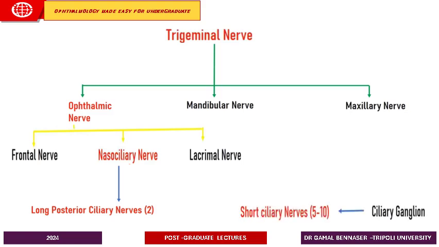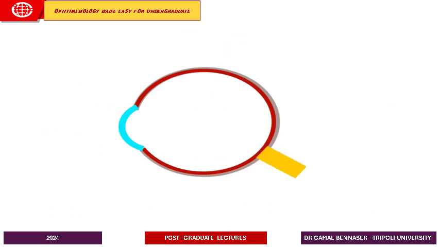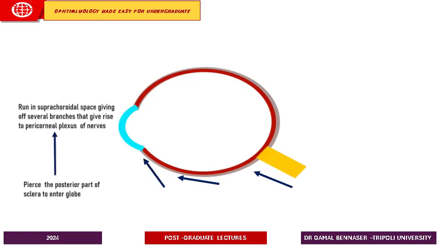And also there is some innervation that comes from the ciliary ganglion, which is mainly the autonomic innervation through the short posterior ciliary nerves, which are 5 to 10 in number. The long posterior ciliary nerves pierce the sclera just around the optic nerve, and then pass in the suprachoroidal space to penetrate the cornea just around the limbus.